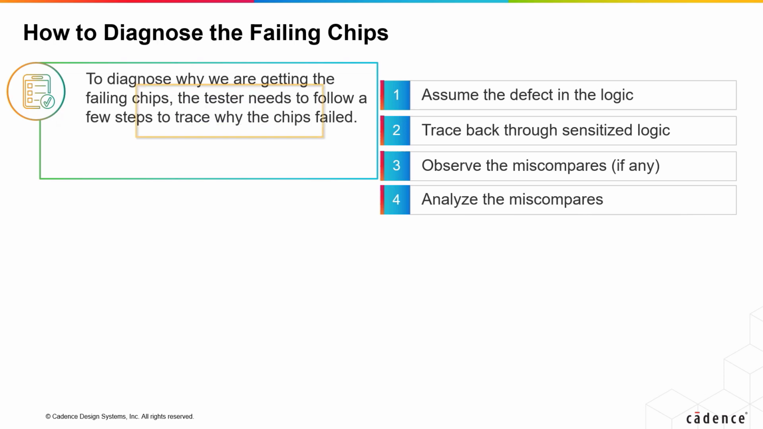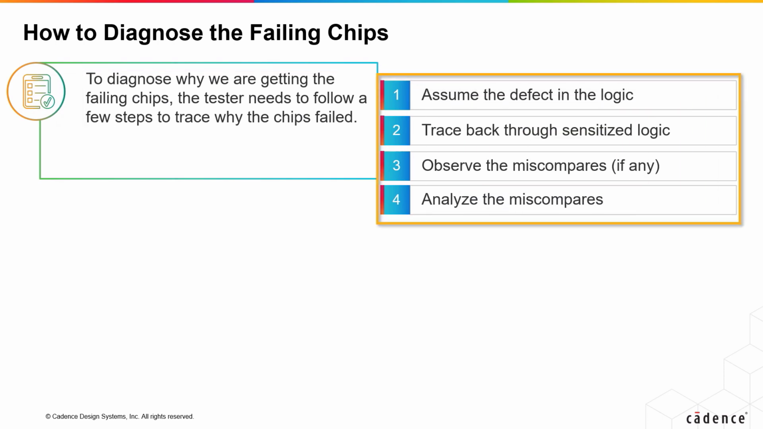To diagnose why we are getting the failing chips, the tester needs to follow a few steps to trace the reason why the chips failed. First, assume the defect in the logic. Then trace back through sensitized logic. After tracing back through the sensitized logic, observe the miscompares, if any, and finally analyze the miscompares.